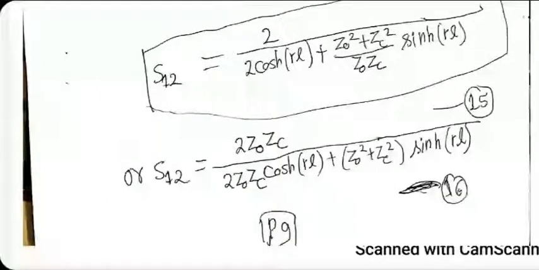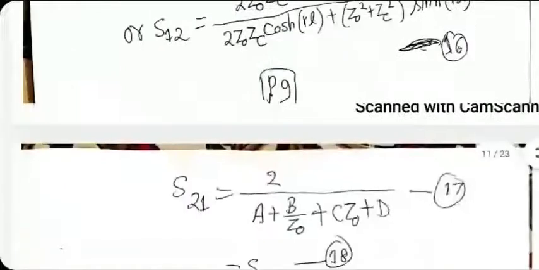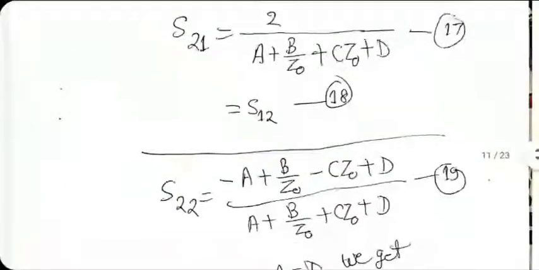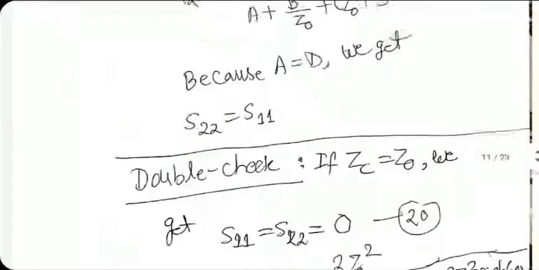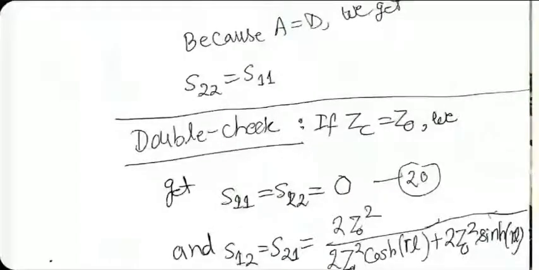Question 16. S21 will be the same as S12 because AD minus BC is 1, no change. S22 will have now minus A and plus D, but because A is D, so S22 will also be the same as S11. Now, if ZC happens to be Z0, obviously I have already told you that S11 and S22 both go to 0.